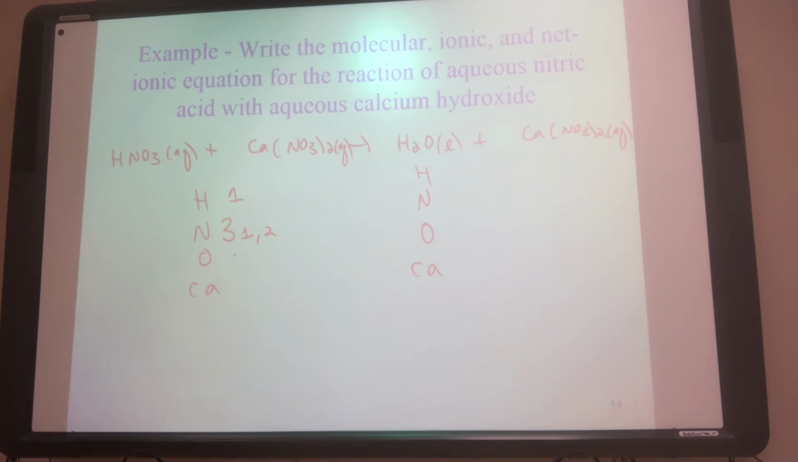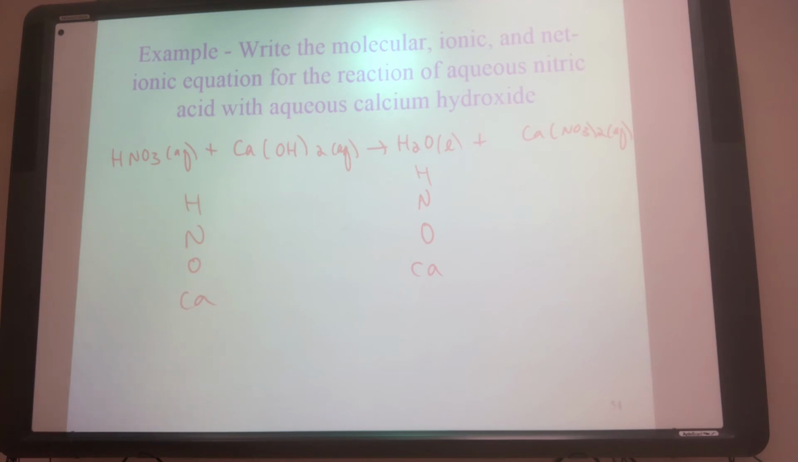Oh, I copied that down wrong. Whoops. I was wondering, that doesn't make any sense. Try that again. This is CaOH2 aqueous. All right, try that again. HNO and Ca.